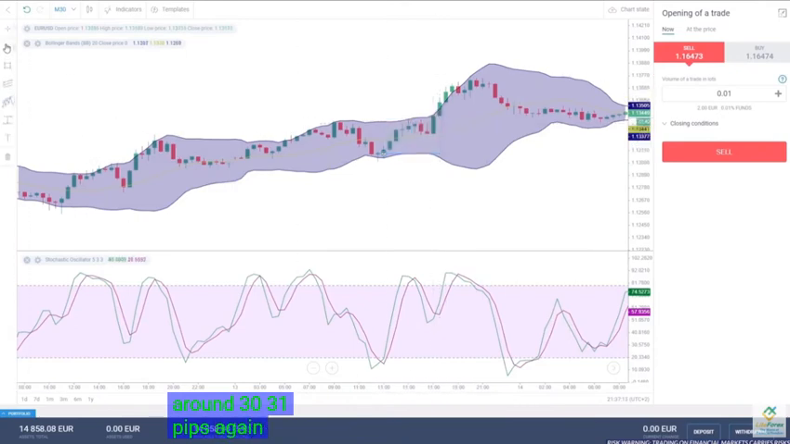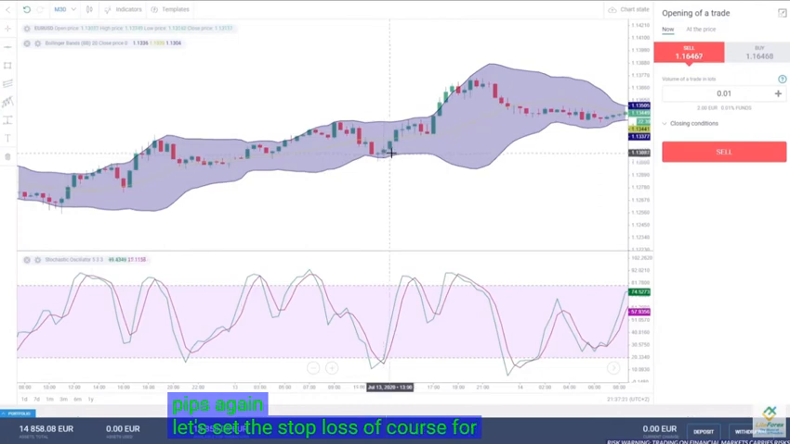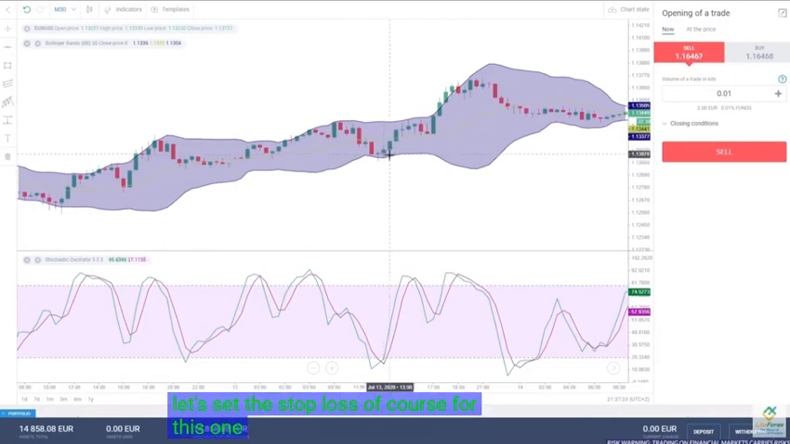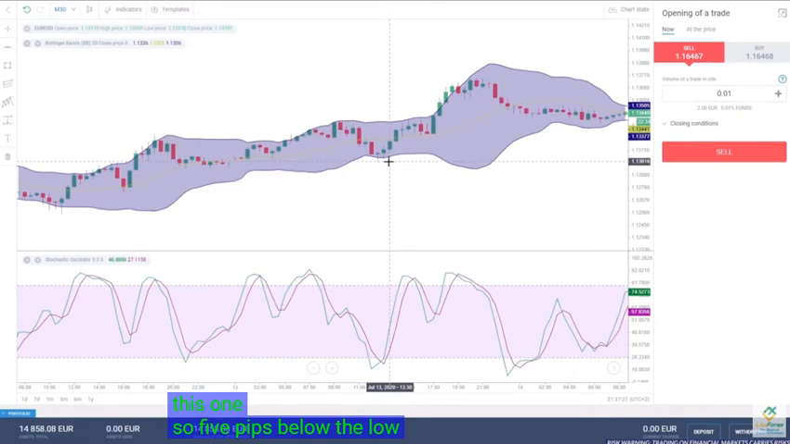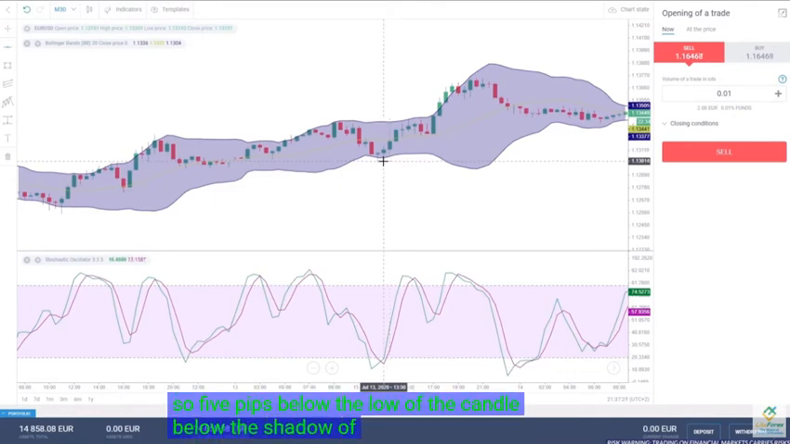Again, let's set the stop loss for this one. So 5 pips below the low of the candle, below the shadow of the candle that signaled the entry. It is 1301, so it would be 1296, somewhere over here.